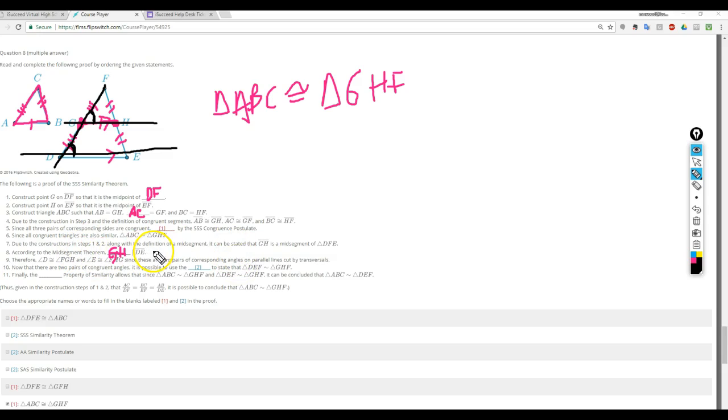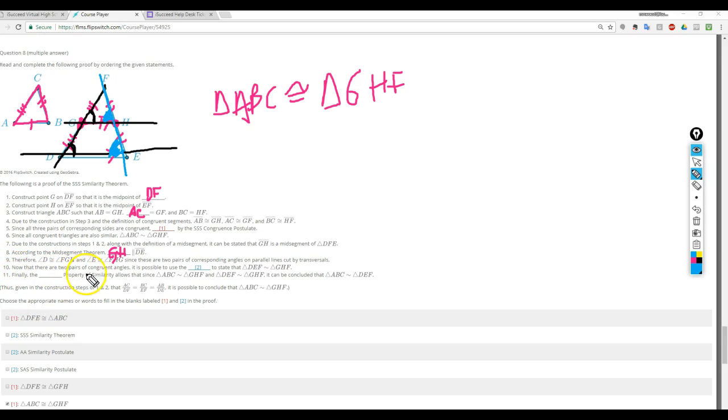Now they also point out angle E. They're using another transversal, the transversal F to E. So again, we have two parallel lines with a transversal, which brings in the corresponding, alternate exterior, alternate interior, same side interior, and vertical angles. So they're stating that angle E is congruent to angle FHG by the corresponding angles on parallel lines cut by a transversal, which is true.